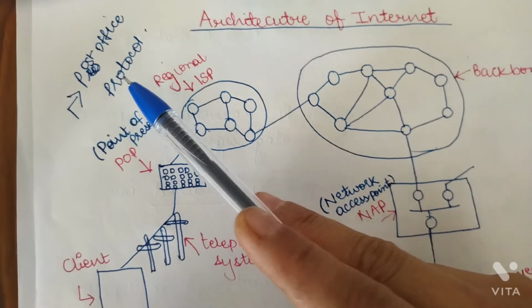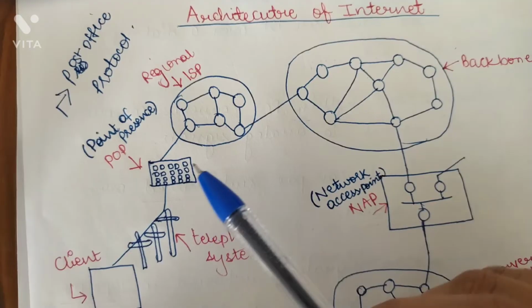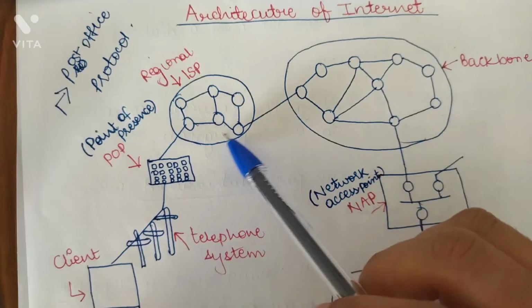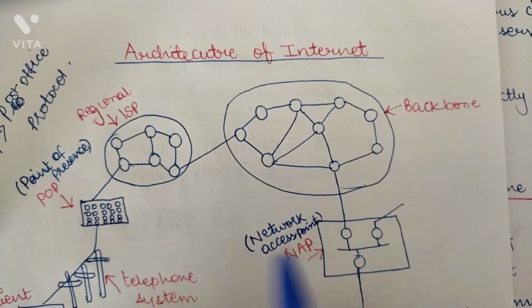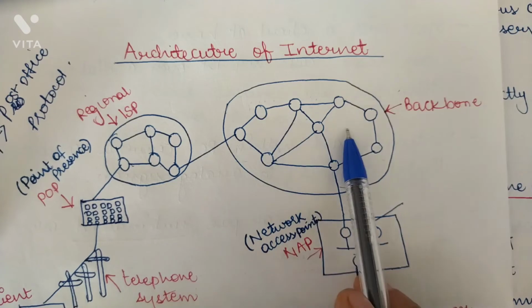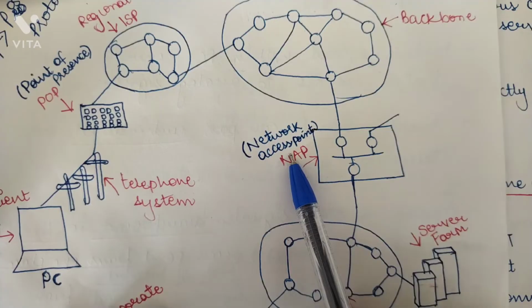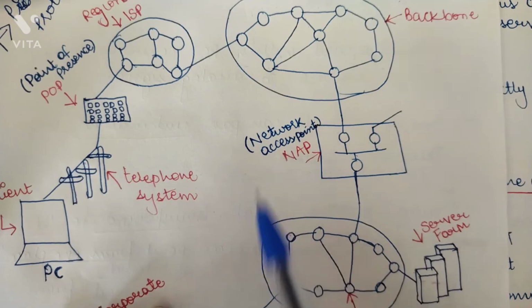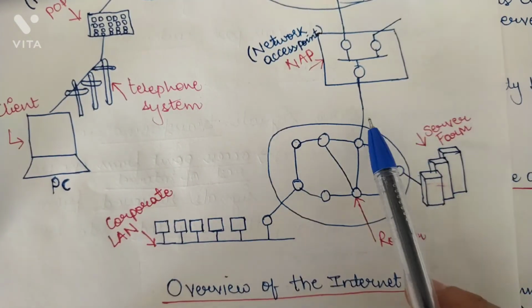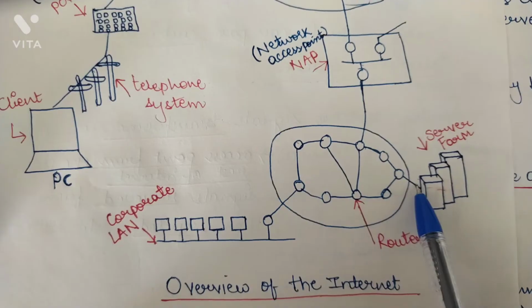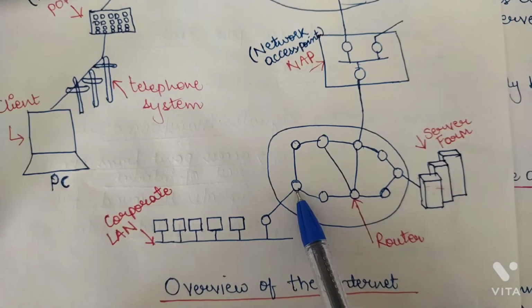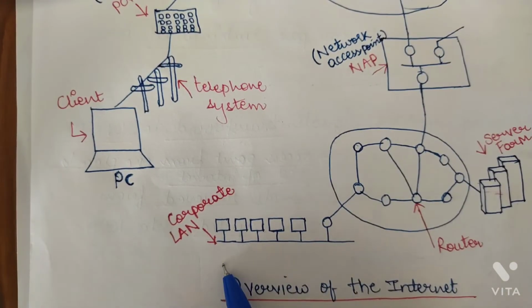The post office protocol we will study in detail later. Then you have the regional ISP, that is the internet service provider of that particular region. Then this regional ISP is connected to the backbone of the internet. This backbone is further connected to the NAP, which is known as the network access point, right? Then this network access point is connected to routers, and these routers are then connected to the server farm, right? And these routers are also connected to the corporate LANs.